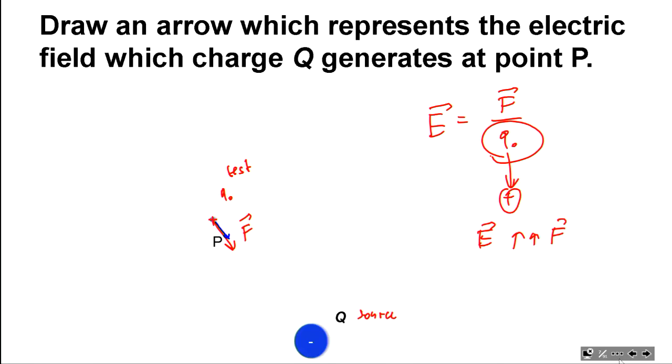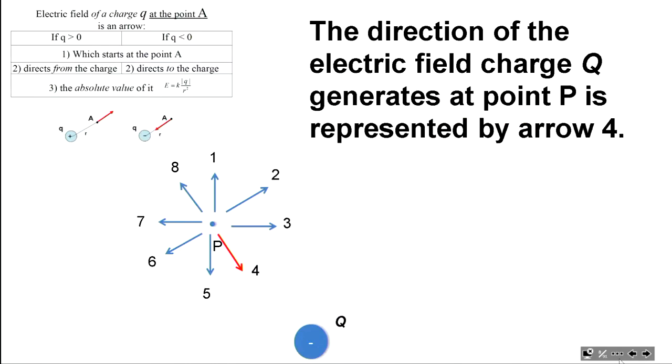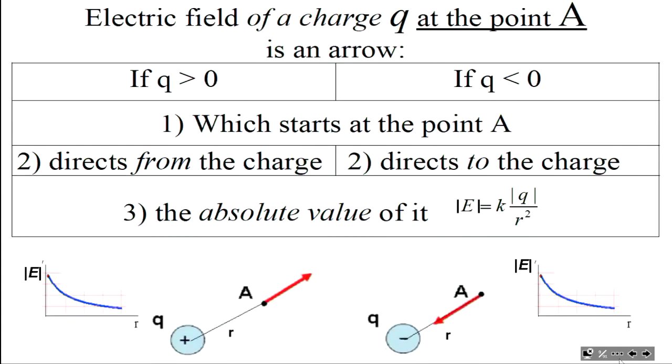And of course, we can go to a different location, let's say here. The same reasoning tells us that if we place a positive test charge here and measure the force, it will point toward the source charge. That's going to be the electric field. And the closer we are, the stronger the field is. That's the answer for this particular situation.